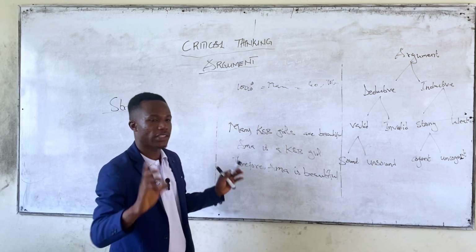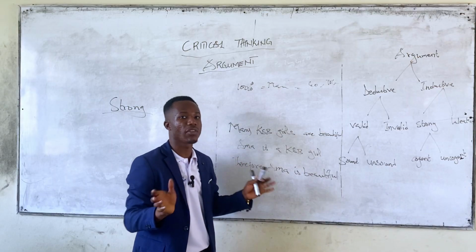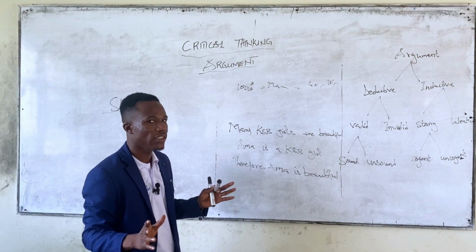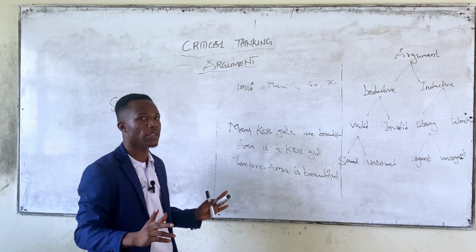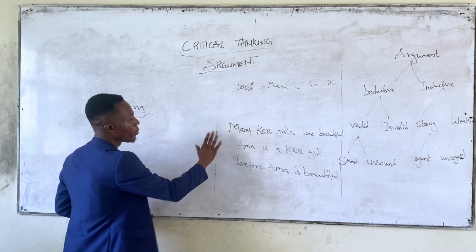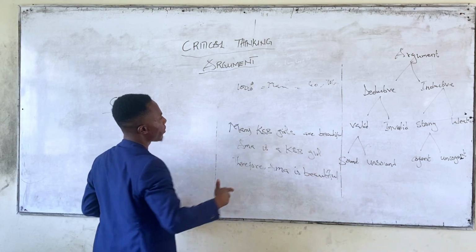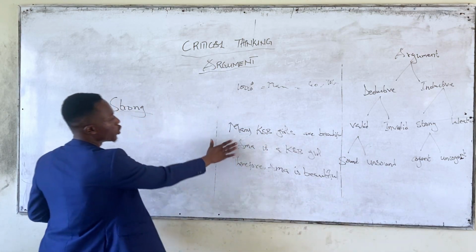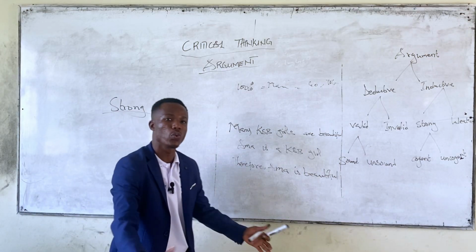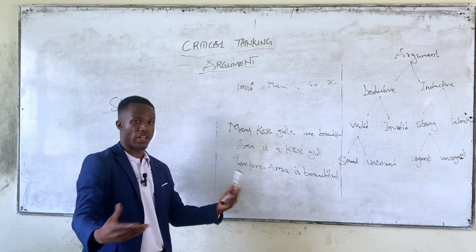But then there are exceptions. Sometimes inductive can also have all, but it is not likely. Not most of the time. Sometimes, but not most of the time. So many KSB girls are beautiful. Here, with many, you know that you are talking about an inductive argument. So we are going to determine whether this argument is strong or weak. Does it follow the pattern?